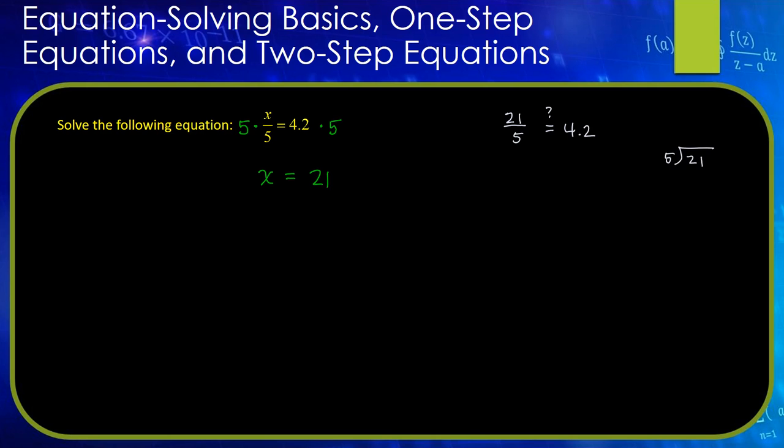So if I carry through the division, 21 divided by 5, well, 5 goes into 21 4 times. 4 times 5 is 20. I get a remainder of 1. I put decimal points in and put a trailing 0 and bring down that 0. And so 5 goes into 10 twice, and I get 4.2. So 21 over 5 does equal 4.2. The two sides do equal, so it does check out.